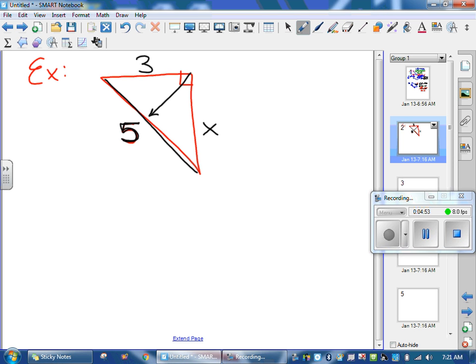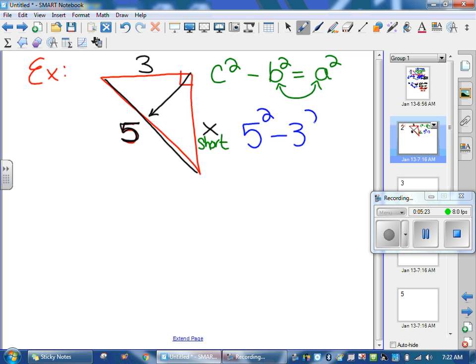So this time, since I'm trying to find a short side, I need to reverse my equation and rearrange it. So this is when I take my c squared and I subtract one of my other sides. And that's going to give you your a squared. Now again, a and b can switch places. It really doesn't matter who is who. The fact of the matter is you need to understand that c is the longest side. Okay, in this case I would get 5 squared minus 3 squared would give me a squared. In this case, x squared.